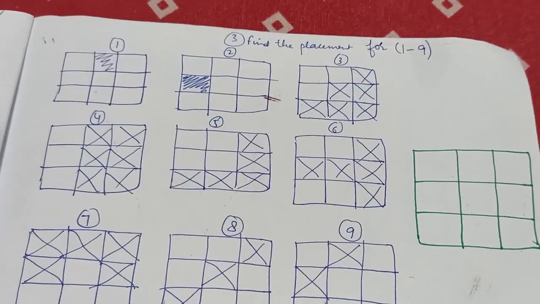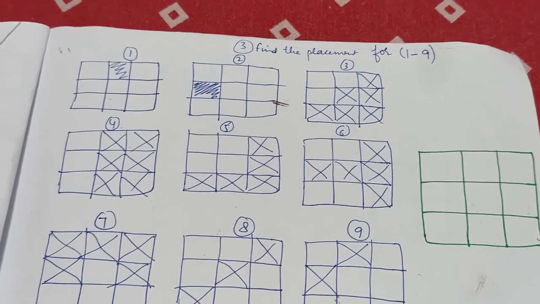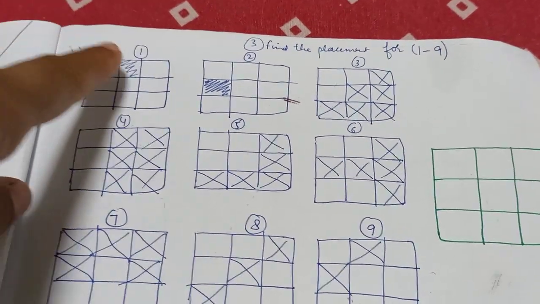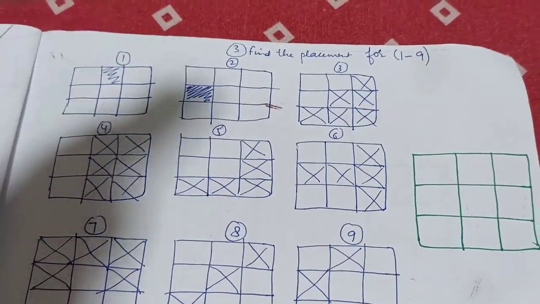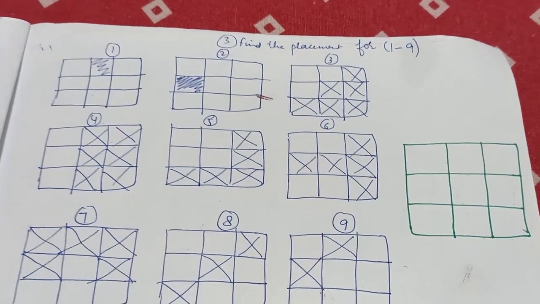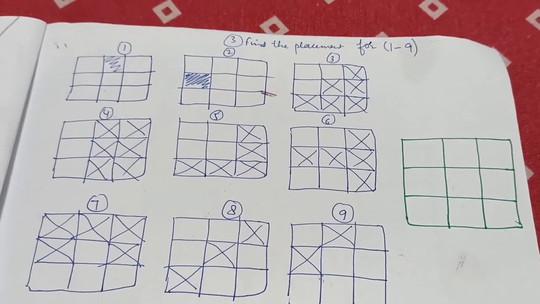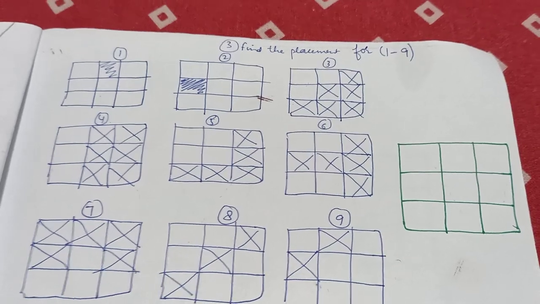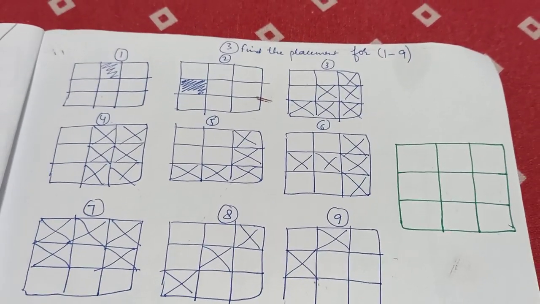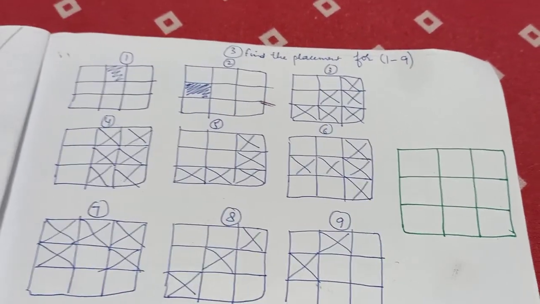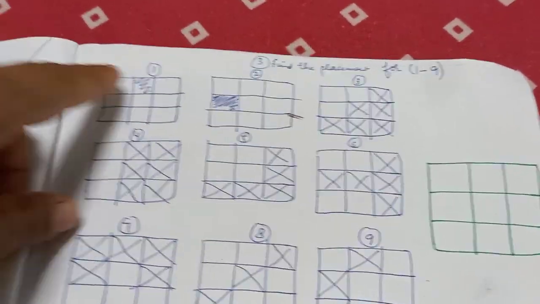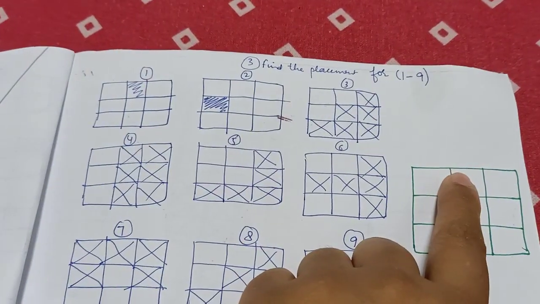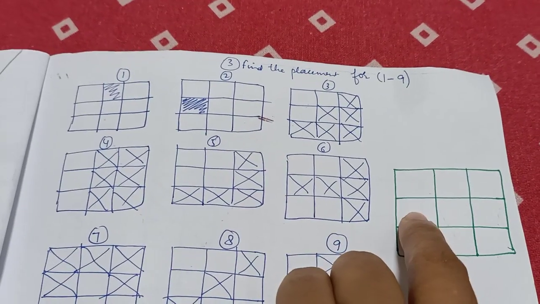Here, again, there are 9 numbers, but only the position of 2 is given. So the position of 1 and 2 is given. For the rest of them, they have told where they do not exist. So it looks complicated, but I'll explain it, and it's very, very easy. It's just meant to confuse the child. That's the intention. Anyways, we put 1 here. So 1 and 2, these 2 boxes are filled.